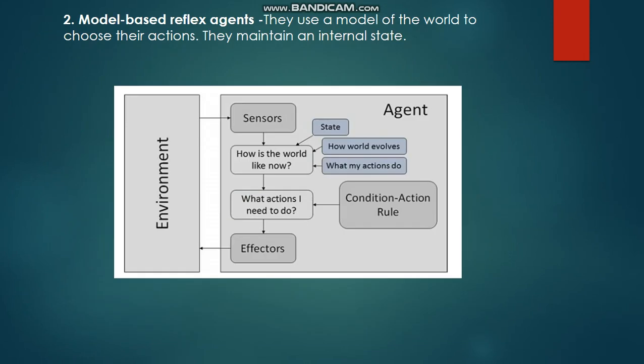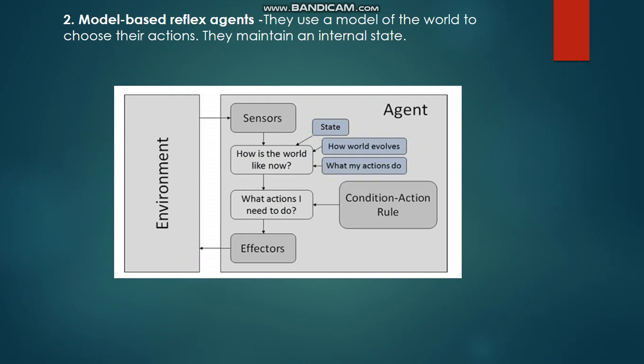The second one is the model based reflex agent. In the first type, simple reflex agents, it will just get the information, process it, and give the outcome. It will just perceive from the environment and, based on the rule, it will react. It doesn't store any information, and it will not check any of the previous history.